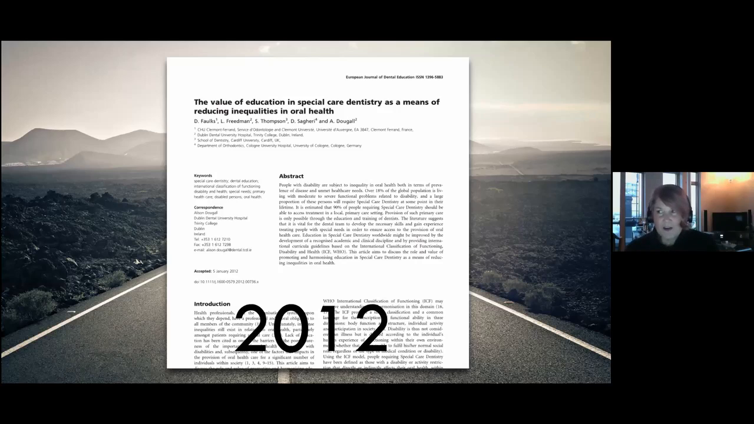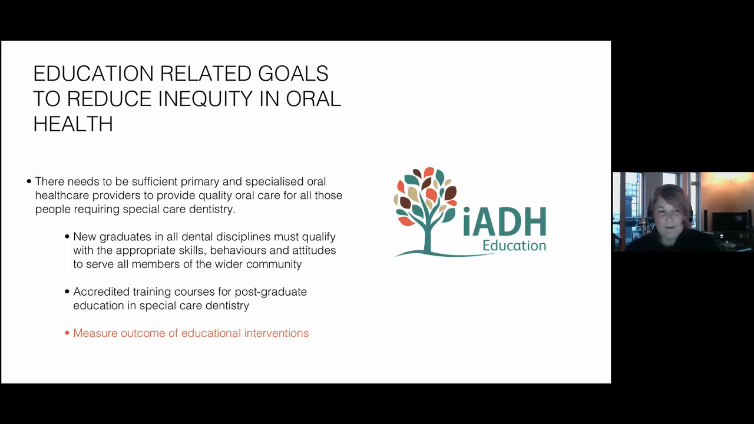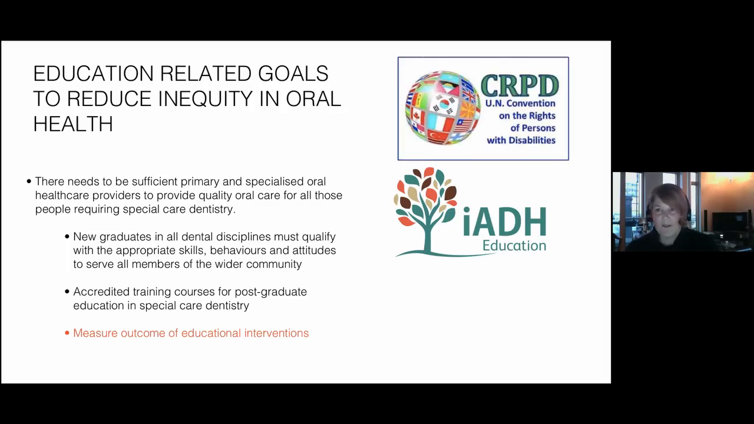After doing a huge literature review, what we said was that there needed to be sufficient primary and special care oral health care providers to provide quality care for those requiring special care dentistry. We needed new graduates to qualify with the appropriate skills, behaviors, and attitudes. There needed to be accredited training, because this needed to be lifelong learning. But really importantly, special care dentistry was happening, but it wasn't working. We weren't impacting on the willingness of people to treat people with disabilities after they qualified. And the Convention on the Rights of Persons with Disabilities, in countries that ratified the treaty, meant that we really had to up our game.